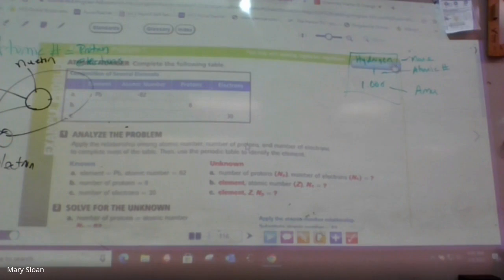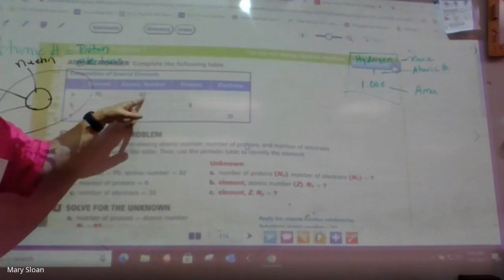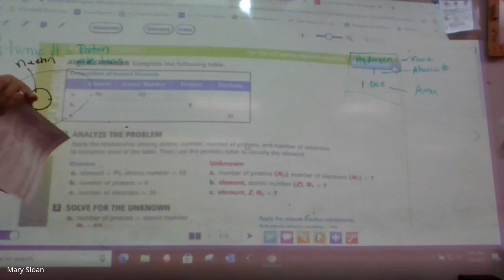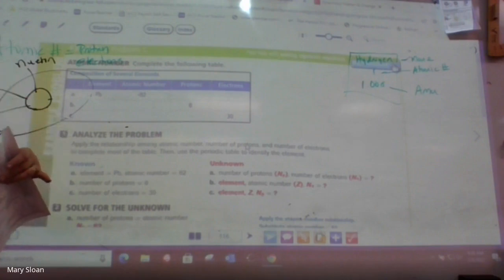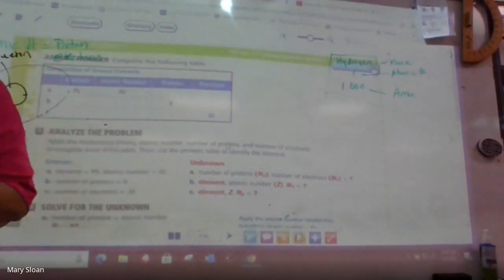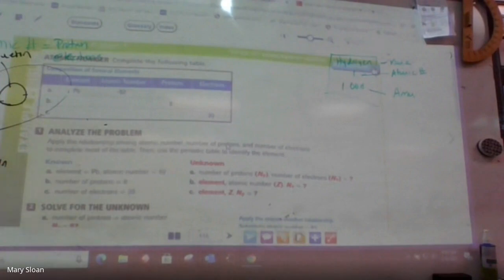Okay, so what we're going to do is try to figure out what goes inside here. So Pb, the easiest way to find Pb is to look at the atomic number. Remember, the atomic number goes all the way across. So we look and find 82. Have you found 82? What is Pb? What symbol is it? Lead. Okay.